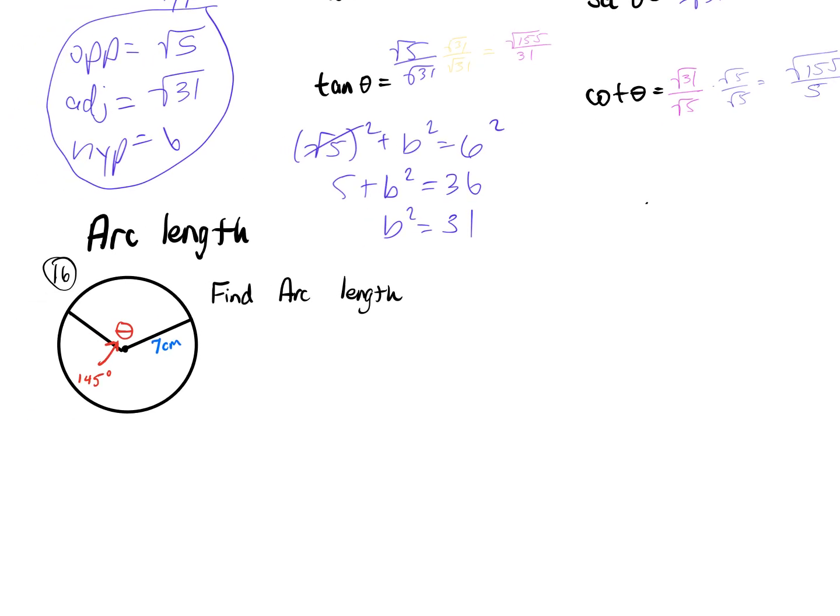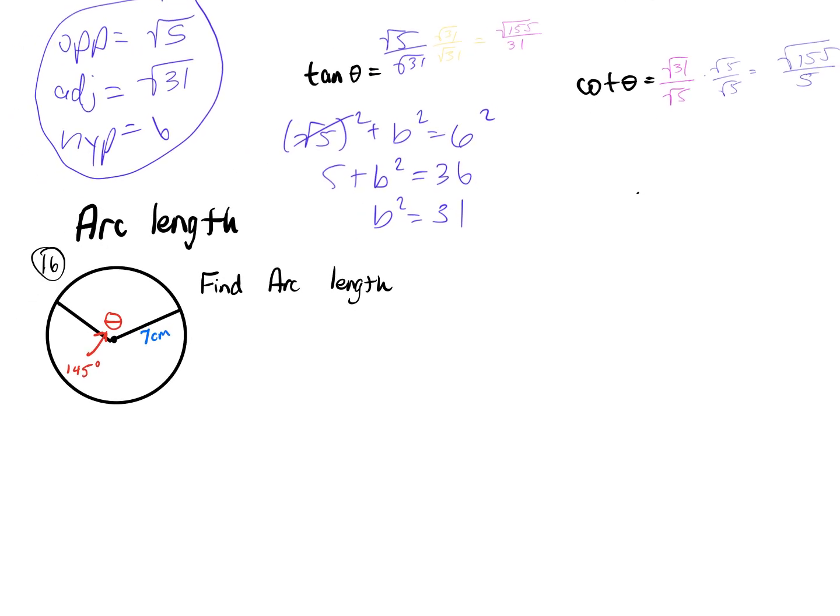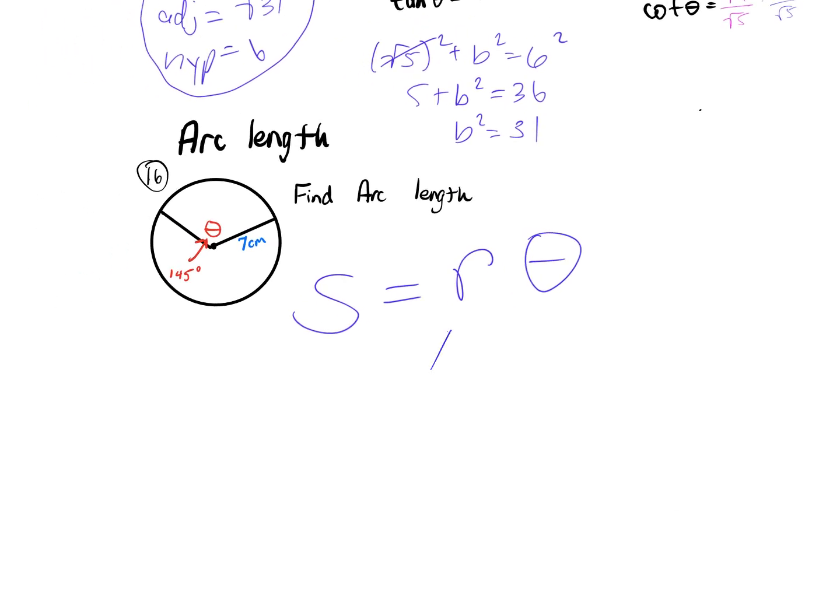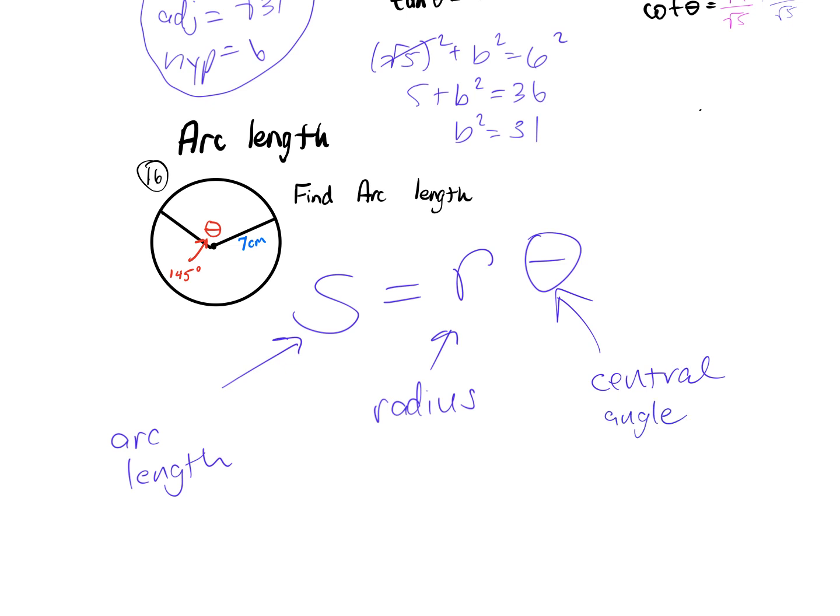All right, arc length. Anybody remember the formula for arc length? Close. S equals R times theta. R is your radius, theta is your central angle, and S is the arc length. So all you do, guys, is fill in the information you have and solve for what you're looking for. They might give you the angle and the arc length, and you have to find the radius. They might give you the arc length and the radius, and you have to find the central angle, whatever.